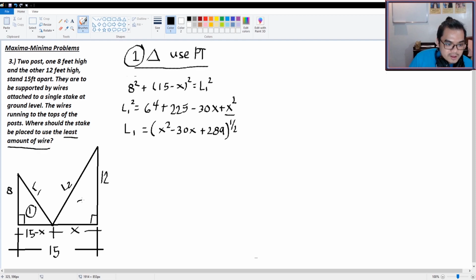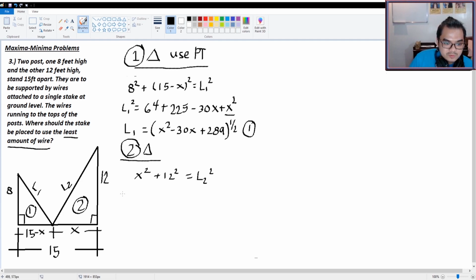So for triangle number 2 here, let's say this is equation 1. From triangle number 2, again use the Pythagorean theorem. You'll have x squared plus 12 squared, this 12 and this x, must be all equal to the hypotenuse L2 squared.